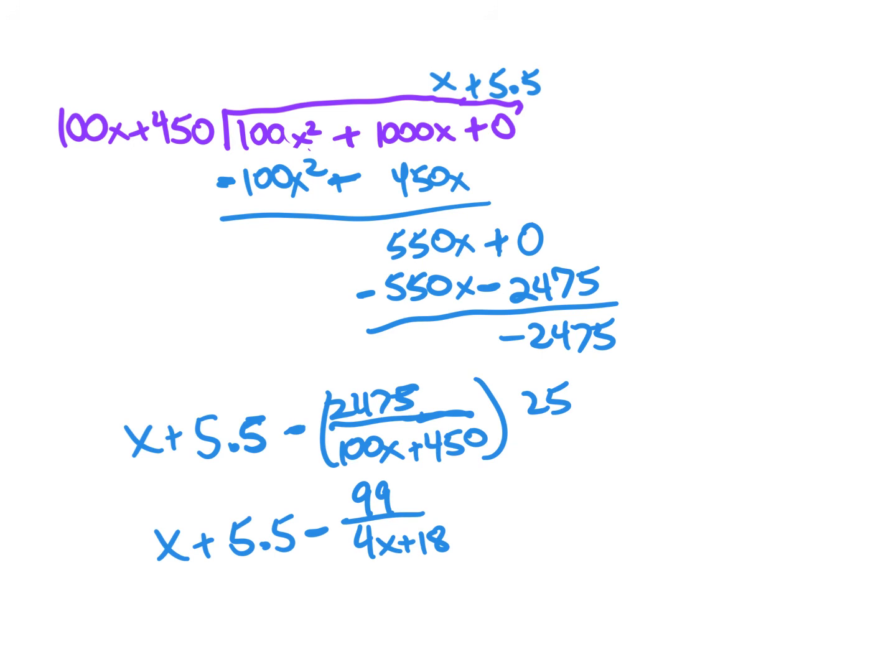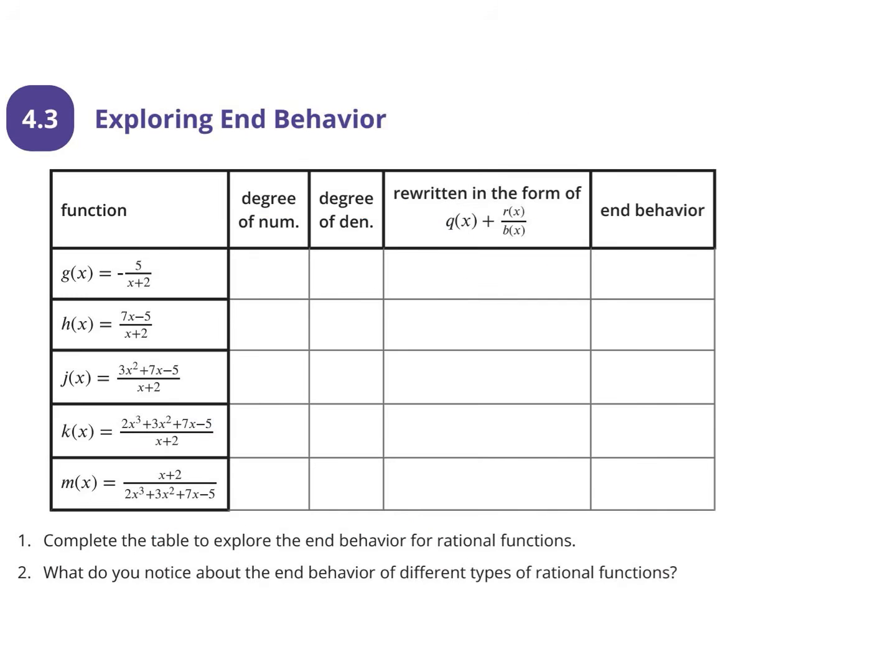This is a weird number, but this is our answer. And that is the remainder, 99 over 4x plus 18. Okay, I'm going to do each of these on its own separate page. So each page will get its own one.